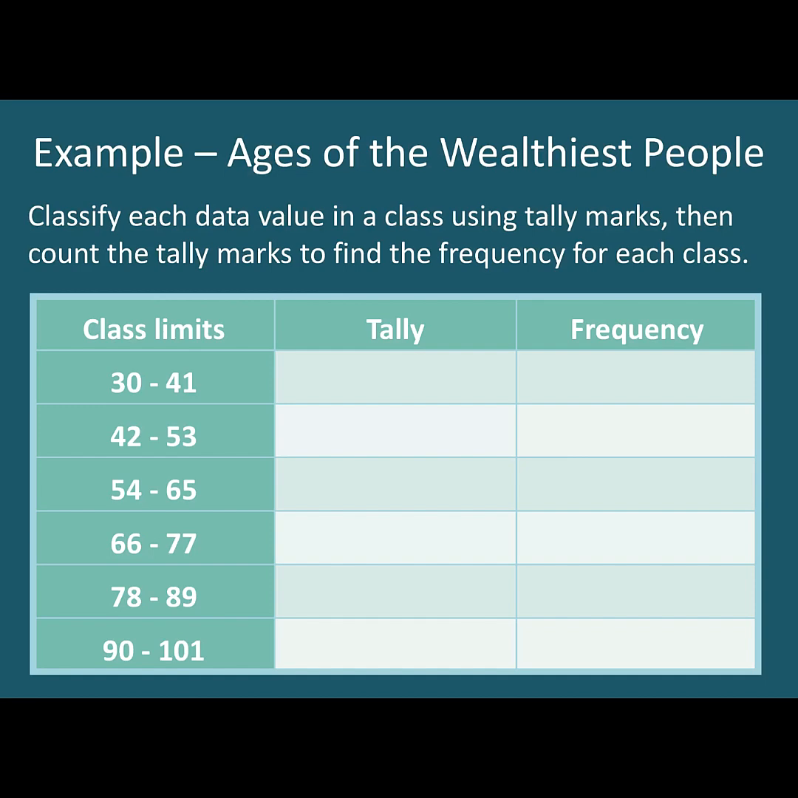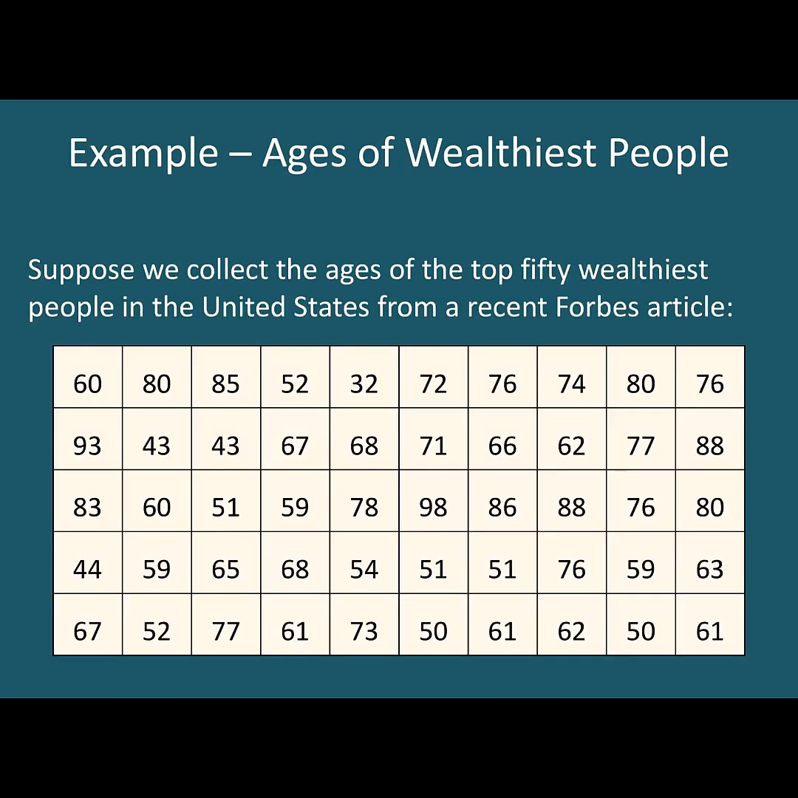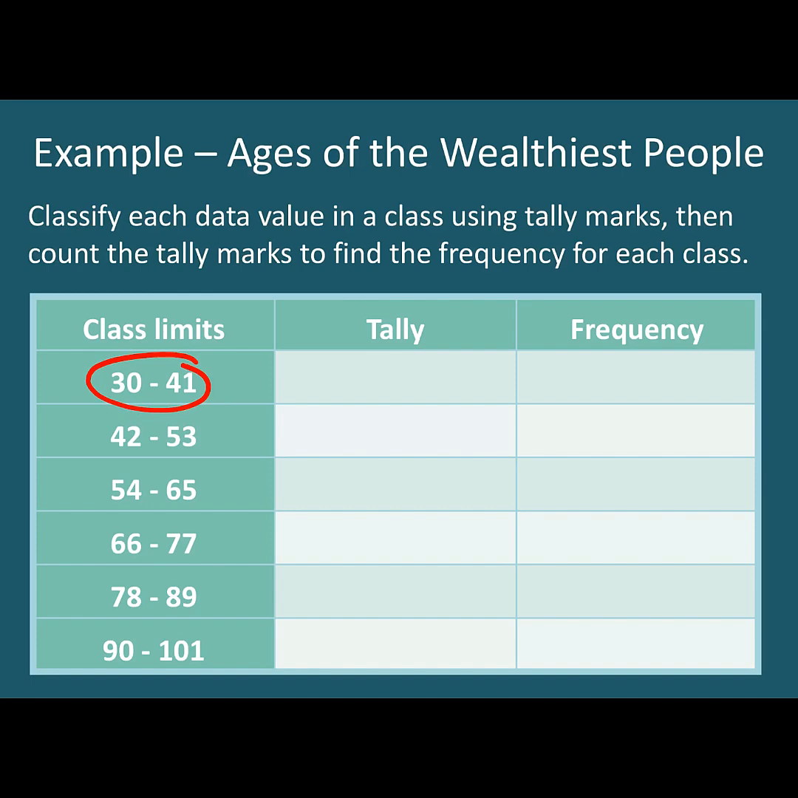Now you have the data in front of you on your student notes, but to remind us, let's go ahead and take a look at how many tally marks are going to fall in this first class limit of 30 to 41. Looking at all the data values very carefully, we see that 32 is the only number that falls in this category. So we will simply put one tally mark in that box.